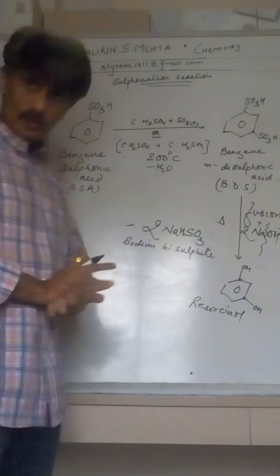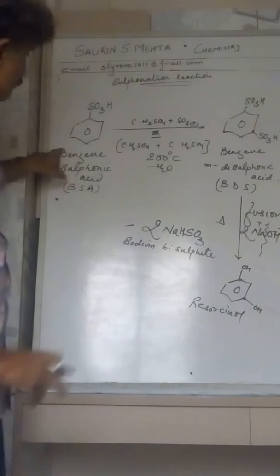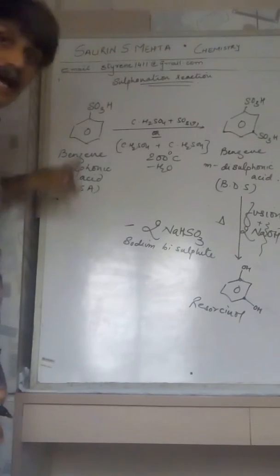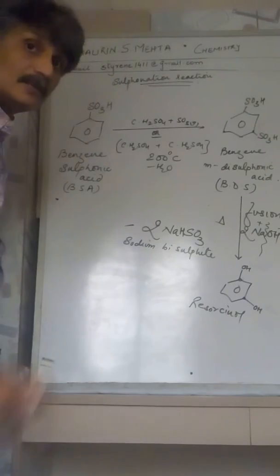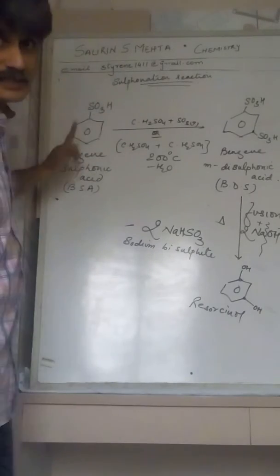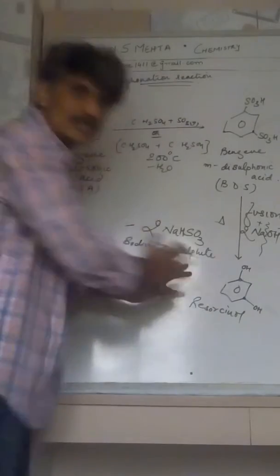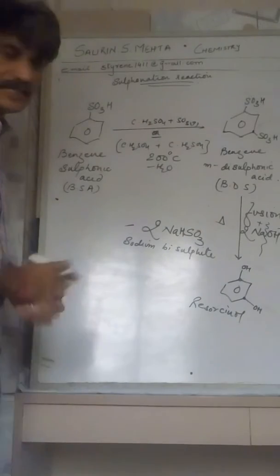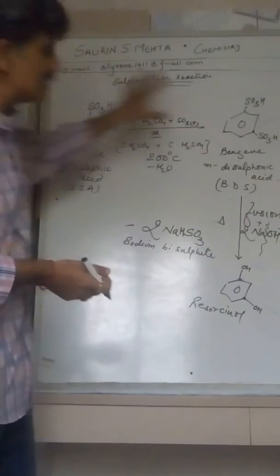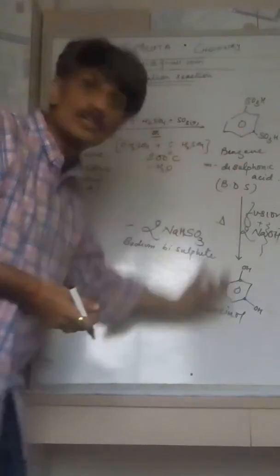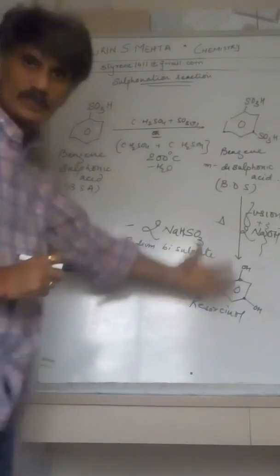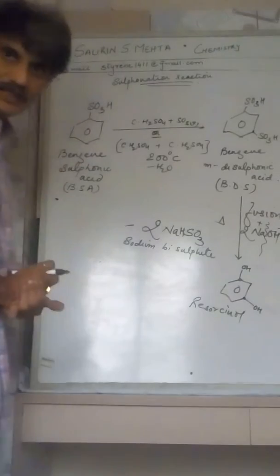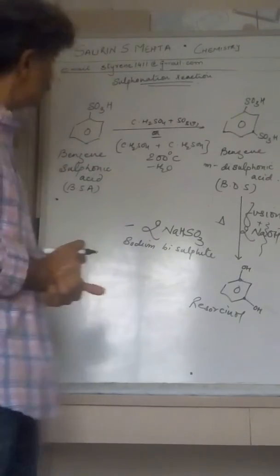So you will get resorcinol from benzene disulphonic acid, and this benzene sulphonic acid is obtained from benzene that we learned in the last episode. So this ends the sulphonation reaction of benzene, giving you BSA. From BSA you have BDS, and from there you can generate resorcinol practically. I hope you have understood the later part of the reaction in this episode of sulphonation reaction.